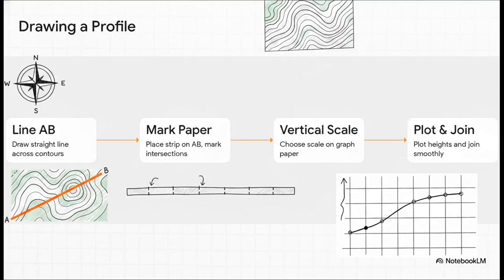The original textbook breaks this down into 8 highly specific steps, but honestly, we can visualize it much more easily as 4 core phases. First, draw a straight line, let's call it A to B, across your map. Second, place a strip of paper right along that line and make a mark everywhere a contour line crosses it, noting the elevation. Third, grab some graph paper and set a vertical scale to create a grid. And finally, just plot those marks onto your grid at the correct heights and smoothly connect the dots.